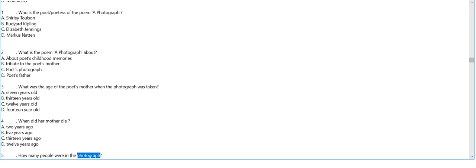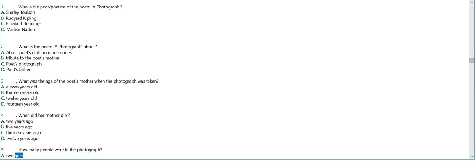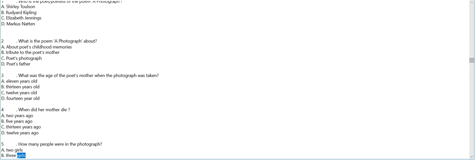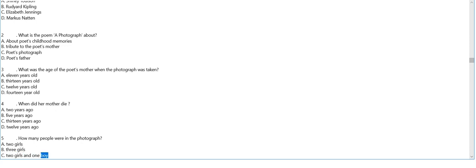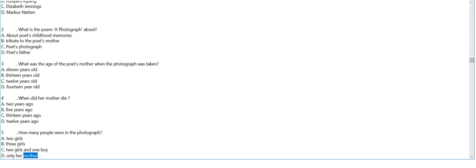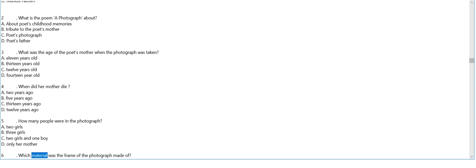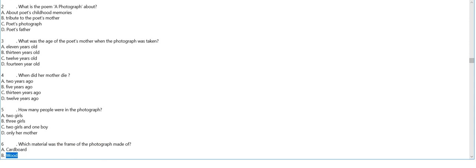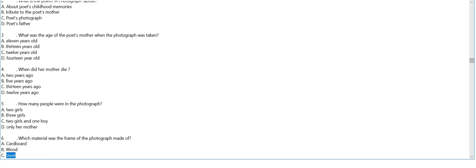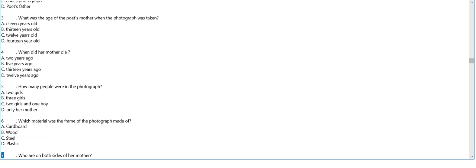5. How many people were in the photograph? A. 2 girls. B. 3 girls. C. 2 girls and 1 boy. D. Only her mother. 6. Which material was the frame of the photograph made of? A. Cardboard. B. Wood. C. Steel. D. Plastic.